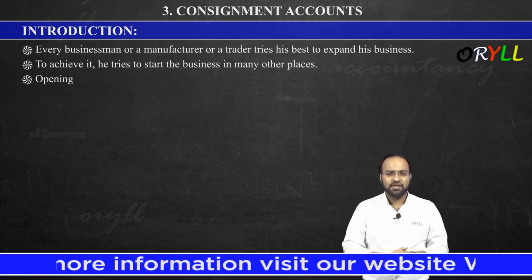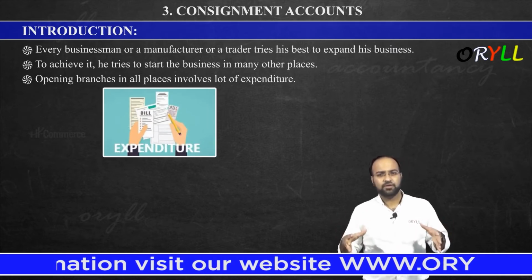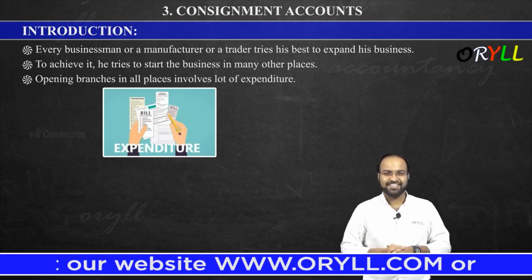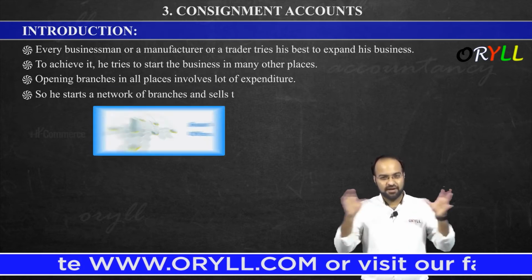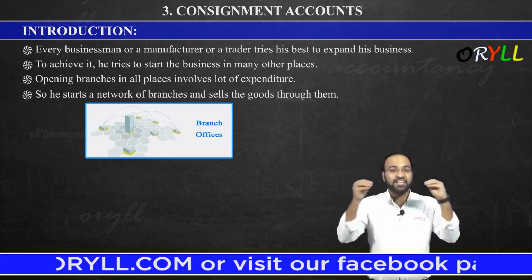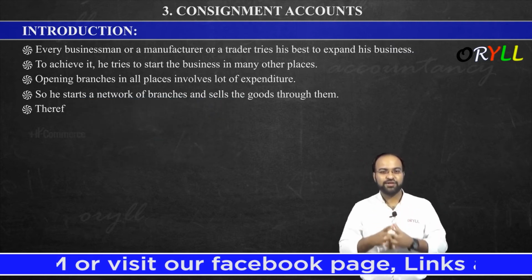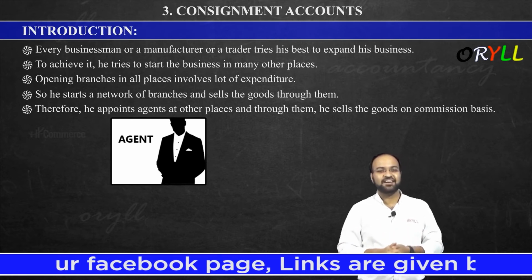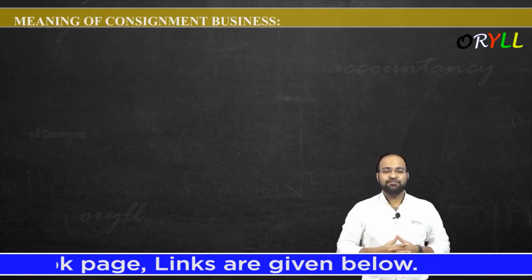So next, opening branches in all the places involves lots of expenditure. As I said, sir, if Hyundai company wants to start its company everywhere all over the world here, it will take a lot of expenditure, yes or no? So what will he do? See the next point. He starts a network of branches and sells the goods through them here, nothing but he will start a network of agents, you can say, and he will sell the goods through the agents here. Got it? Therefore he appoints agents at other places and through them he sells the goods on commission basis here. Got it here?